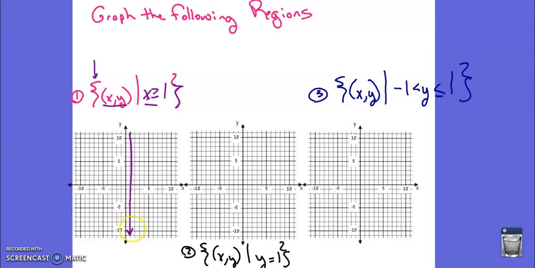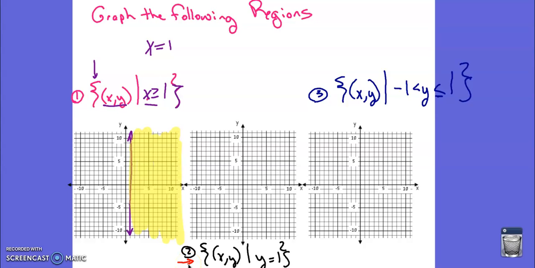It's a vertical line. If I just said x equals 1, it would just be a vertical line. But it says x is greater or equal to 1. So I want all of the x's greater or equal to 1. And so basically it is the shaded region over here, all of the x's that would be greater or equal to 1.